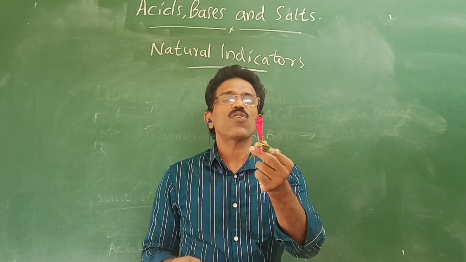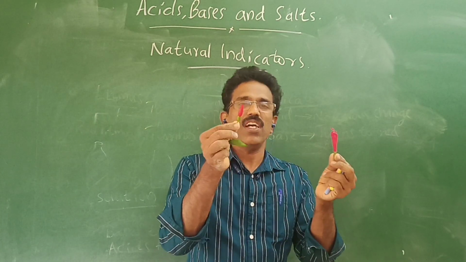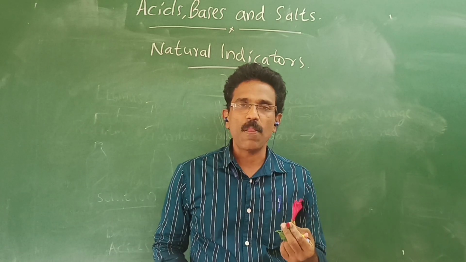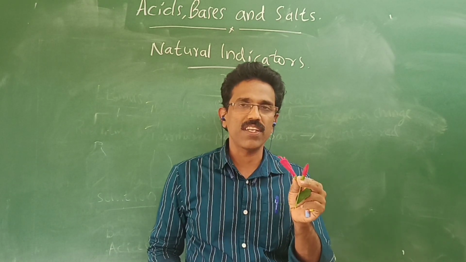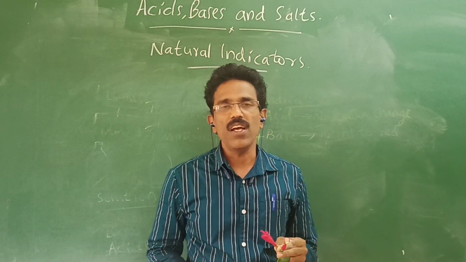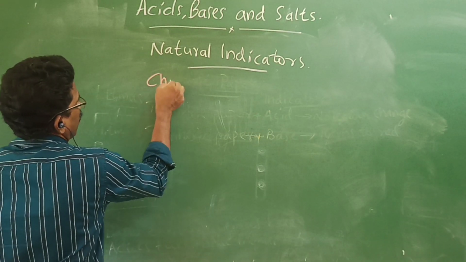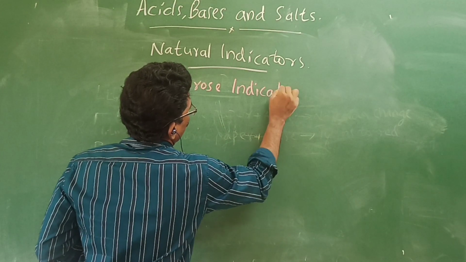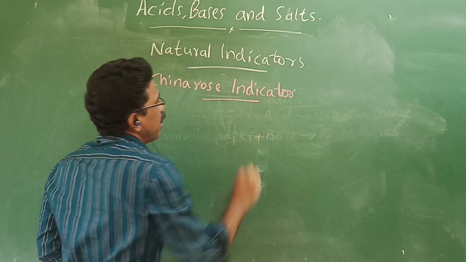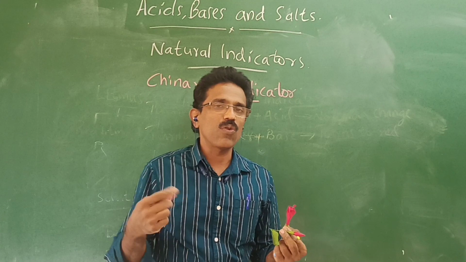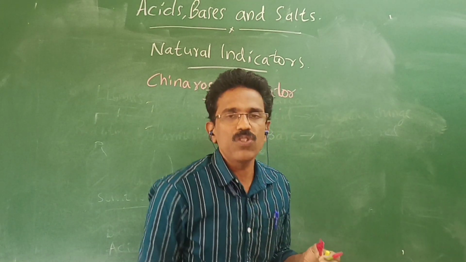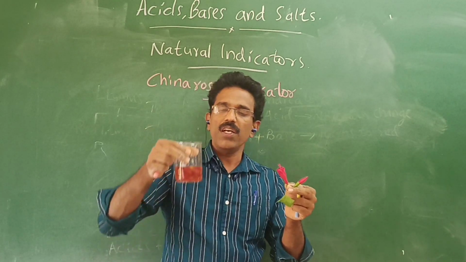It's a China rose flower, bud of a China rose. So it can be used as an indicator. China rose or hibiscus can be used as a natural indicator. Another natural indicator that we are going to discuss is China rose indicator. And how is China rose indicator prepared?